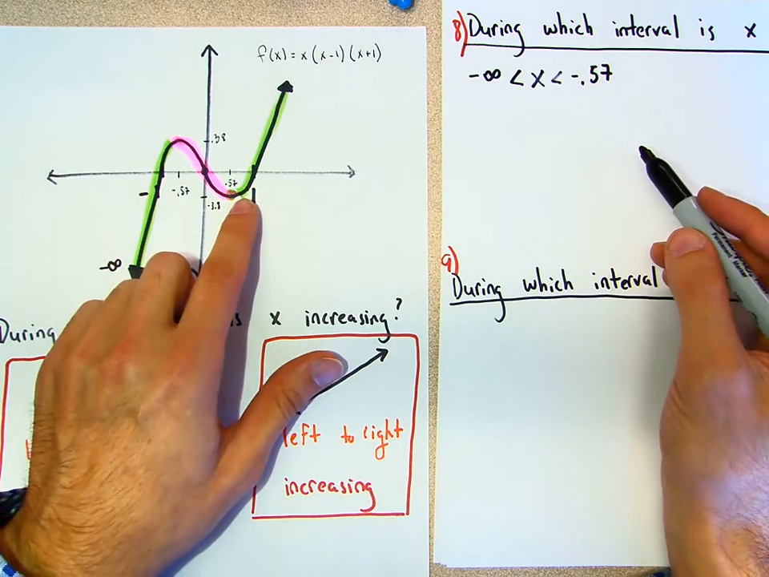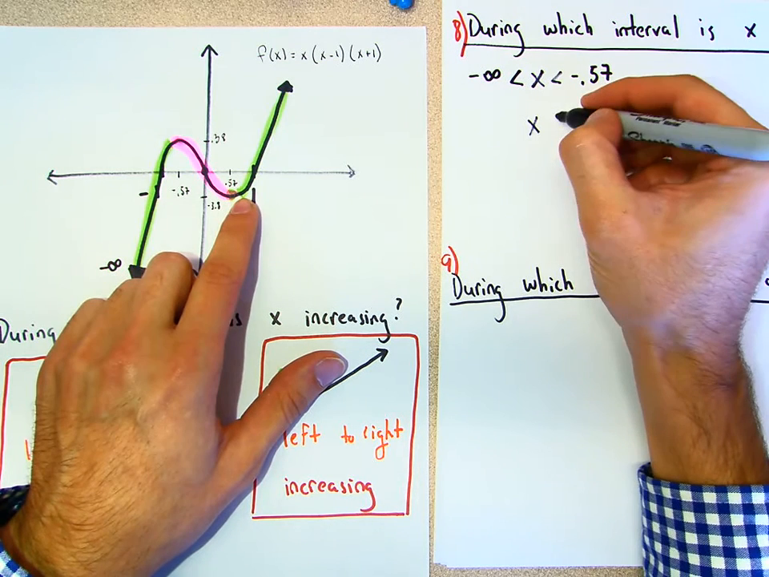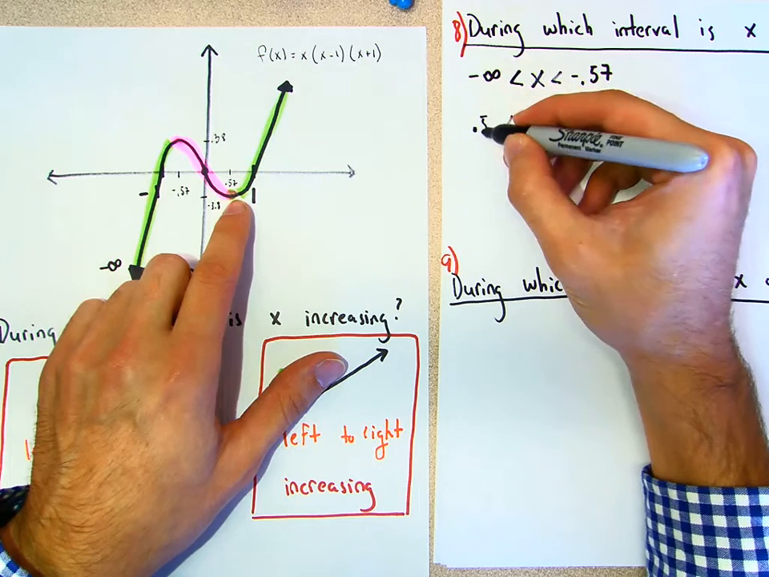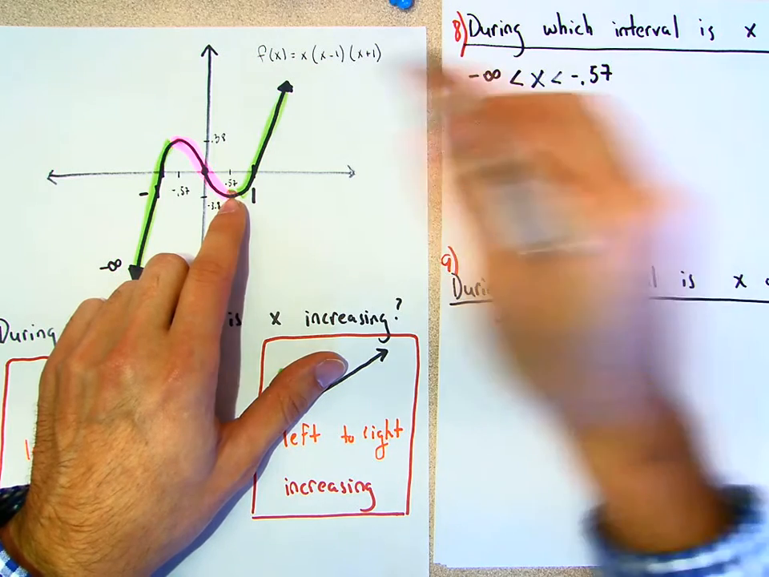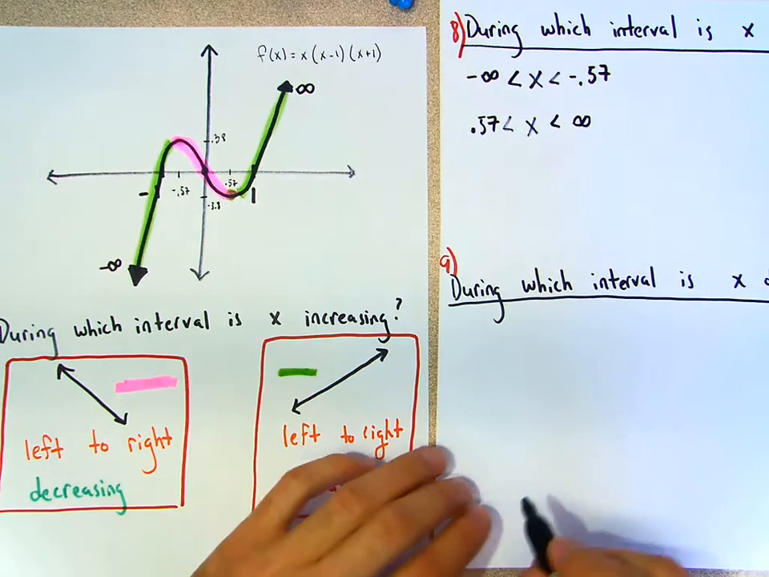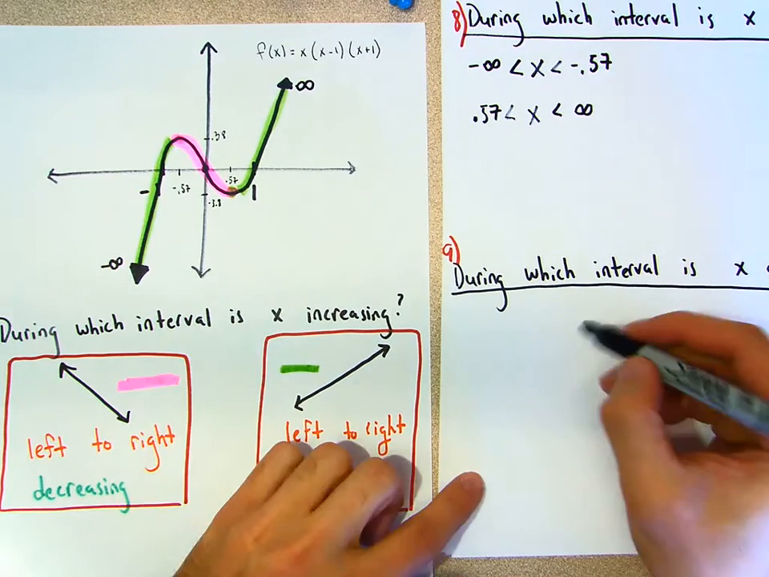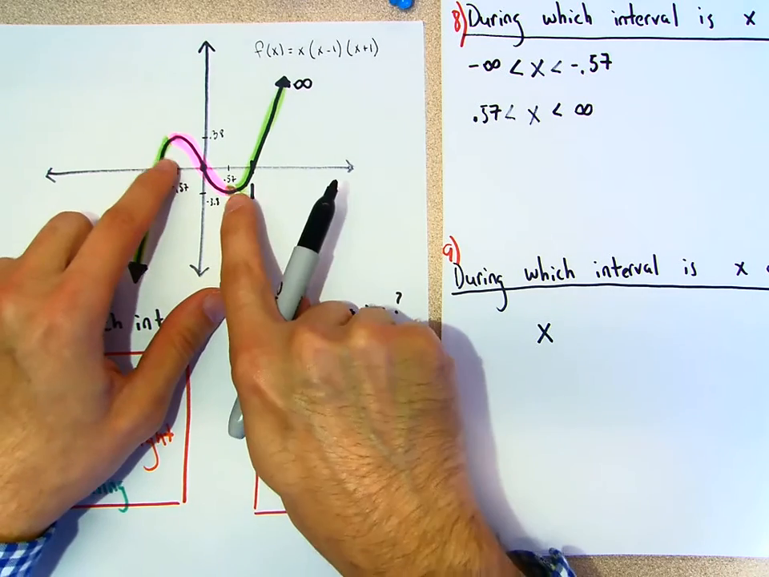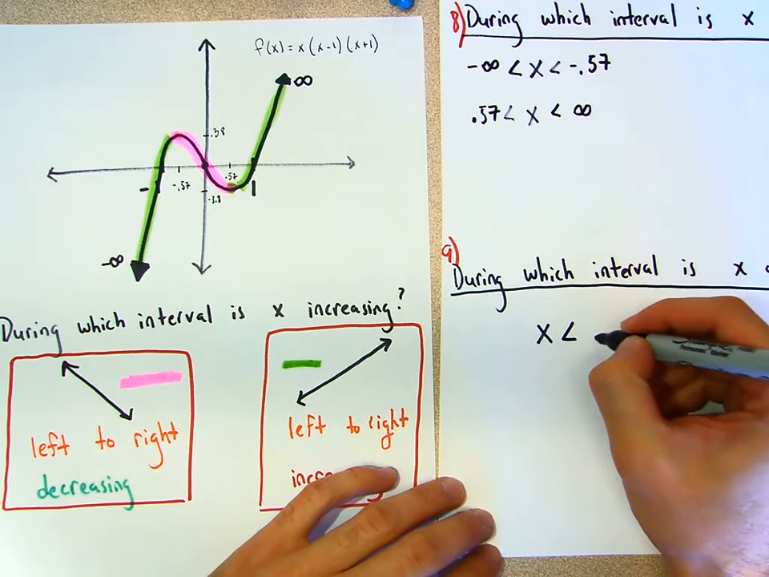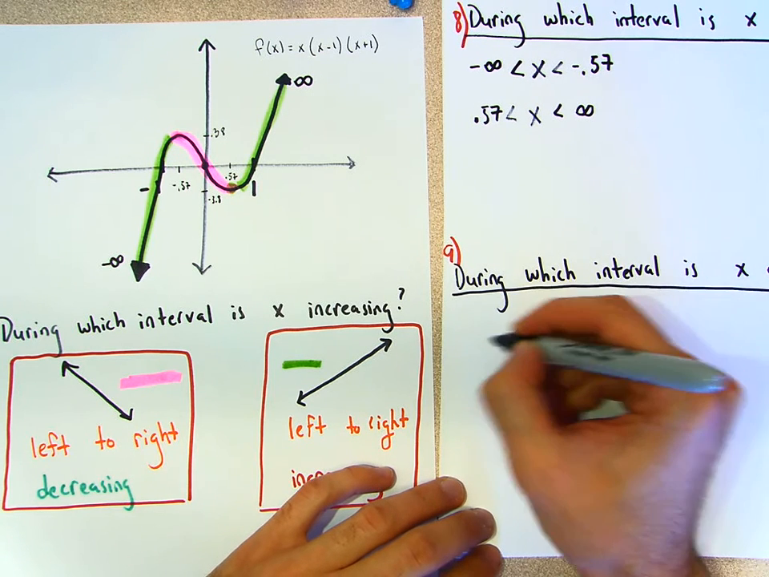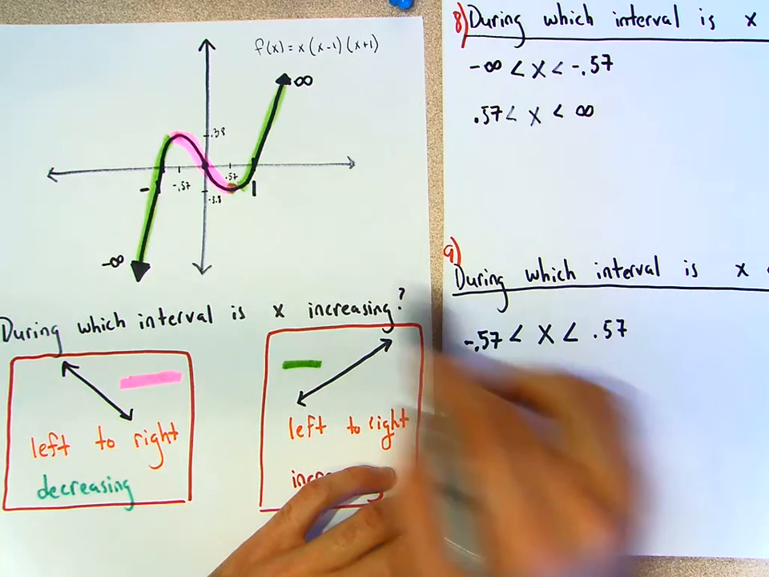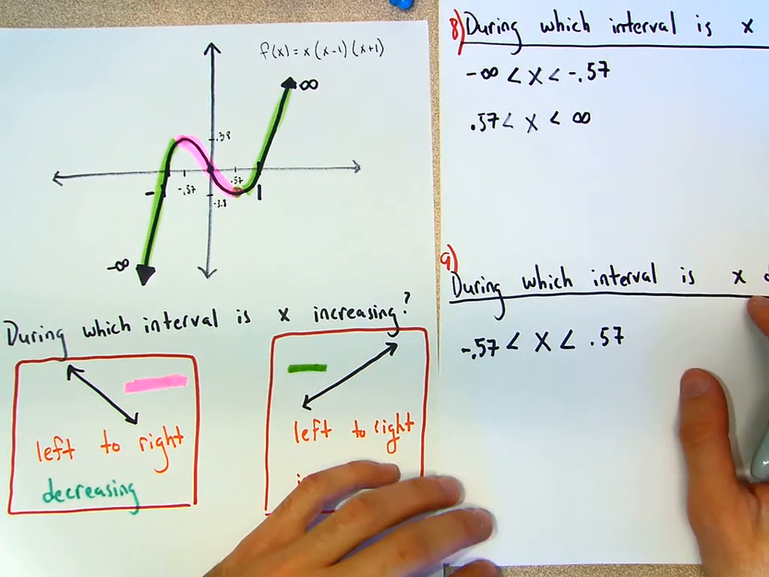Here, when is it also increasing? From x to 0.57 on the right side, and it increases to positive infinity over here. When is my graph decreasing? Well, x has to be between the relative maximum and relative minimum. So between negative 0.57 and 0.57, this is when it's decreasing. I hope this helped. I'll see you.